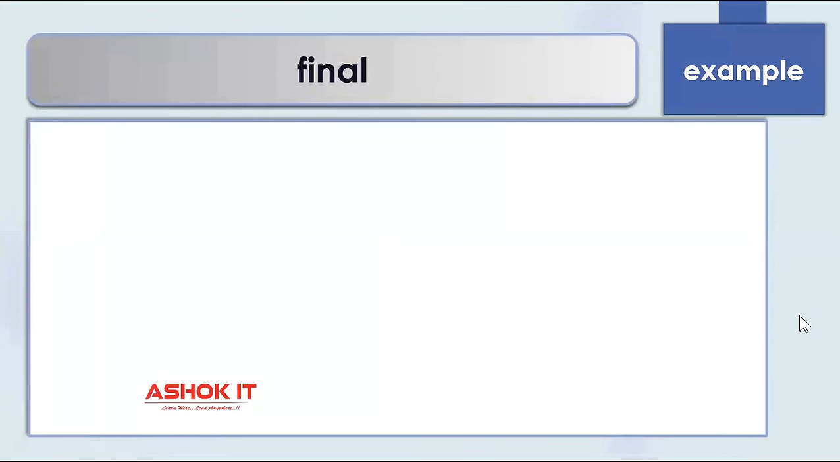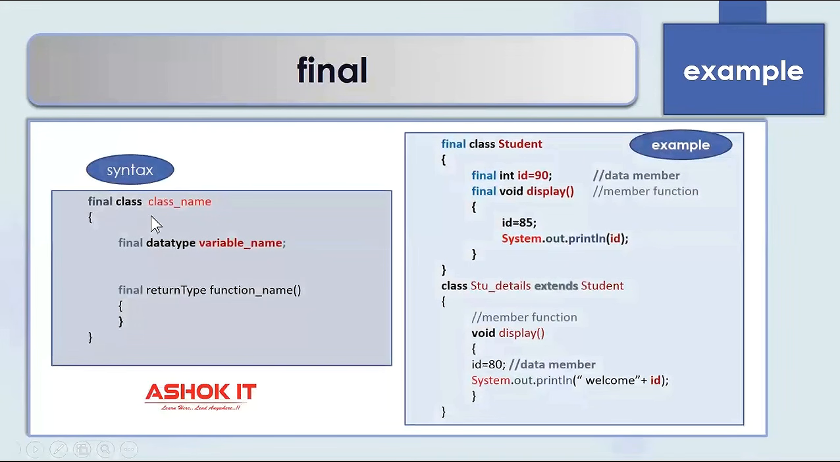And then the third keyword, final. When we use final keyword, we can use final keyword with class, with variable, or with function or method. So with the member function or method, with the variable or with the class name, we can use the final keyword. So whenever a class is declared as final, it cannot be inherited.